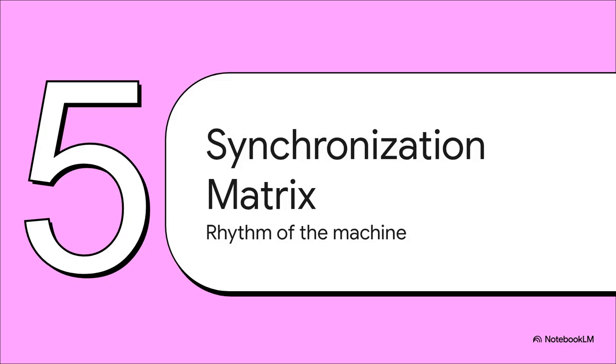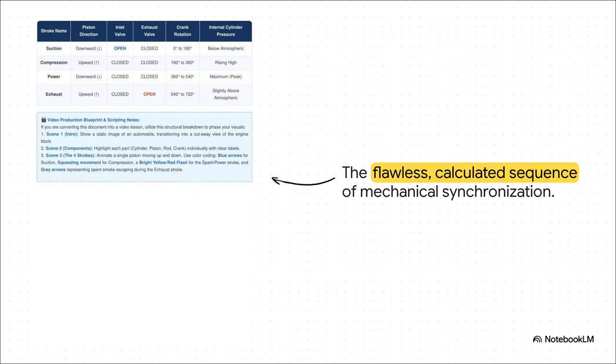Which leads us to our final section, Part 5, the synchronization matrix. Let's look at the rhythm of the machine. Just notice how perfectly this rhythm aligns. The piston's direction, the open or close states of those valves, and the internal cylinder pressure, they all precisely coordinate across those 720 degrees of crank rotation. For example, you can see the pressure is actually below atmospheric pressure only during the first 180 degrees. That's the suction stroke drawing the air in. But then it hits its absolute maximum peak between 360 and 540 degrees during the power stroke. It's just a flawless, highly calculated sequence.